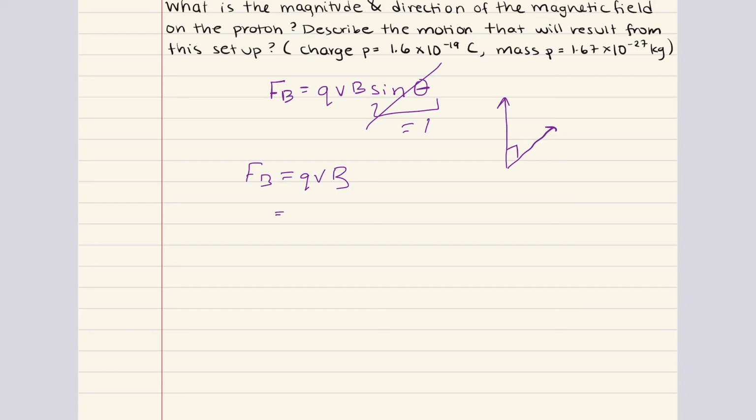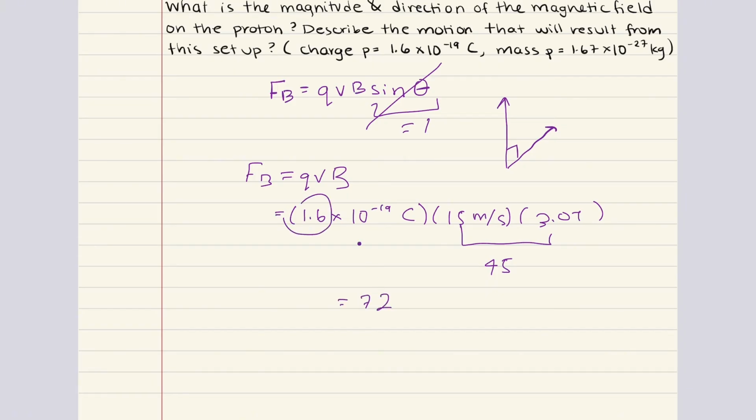The charge of the proton is 1.6 times 10 to the minus 19 coulomb. Our velocity is 15 meters per second, and the strength of our magnetic field is 3 Tesla. Now what we have here is 15 multiplied by 3, this is 45. 45 multiplied by 1.6 is 72, and we can't forget this times 10 to the minus 19. We can alternatively write this as 7.2 times 10 to the minus 18 Newton.